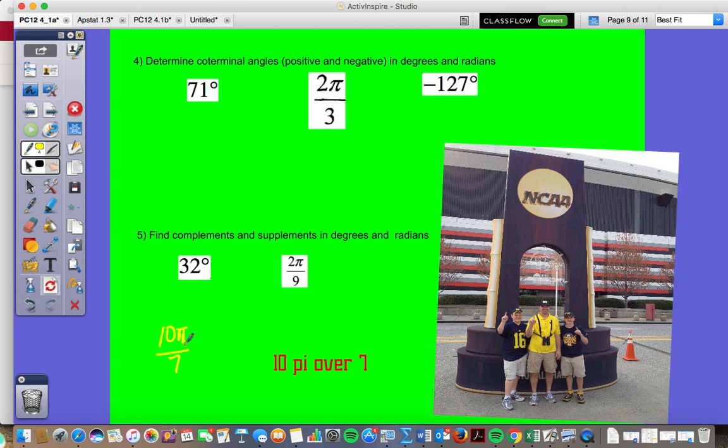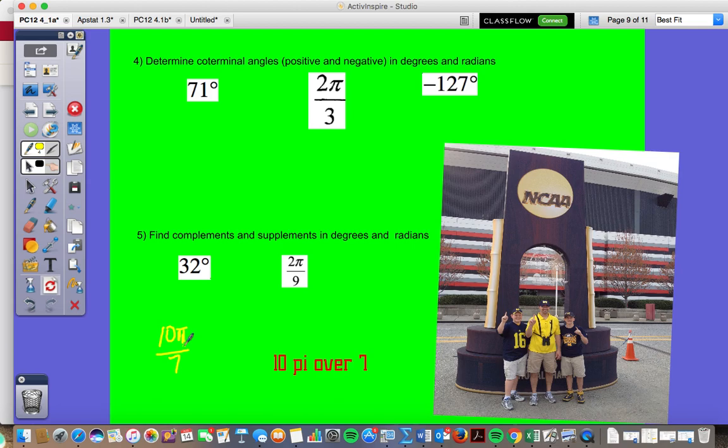For 10 pi over 7, do you want us converting? So that would just be 2 over 9? Do you want us to do the complement supplement thing or find the coterminal? Complement and supplement. For 10 pi over 7, so I just subtract pi. Would that be 2 over 9? Would that be my answer?